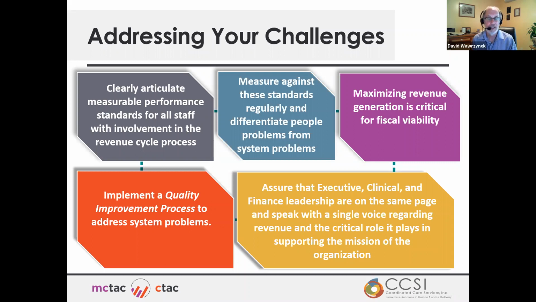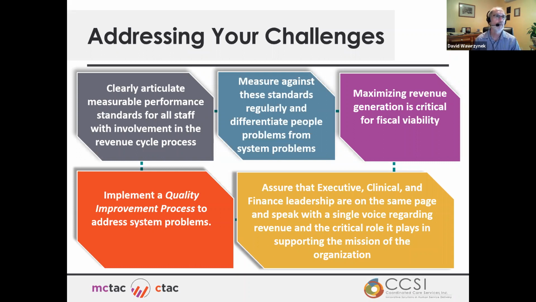And then finally, and I think this is critical, you need to assure that executive, clinical, and financial leadership are on the same page and speak with a single voice regarding revenue and the critical role it plays in supporting the mission of the organization.